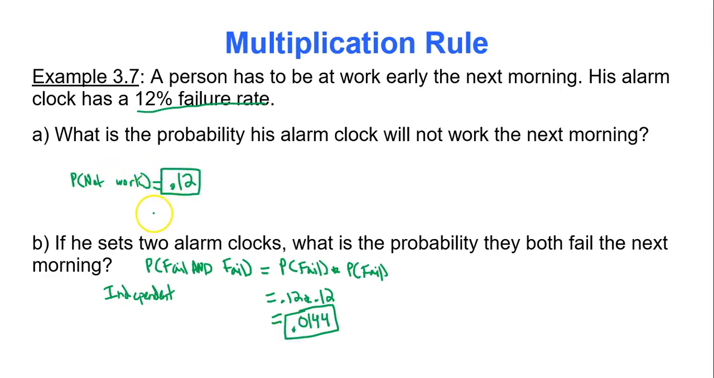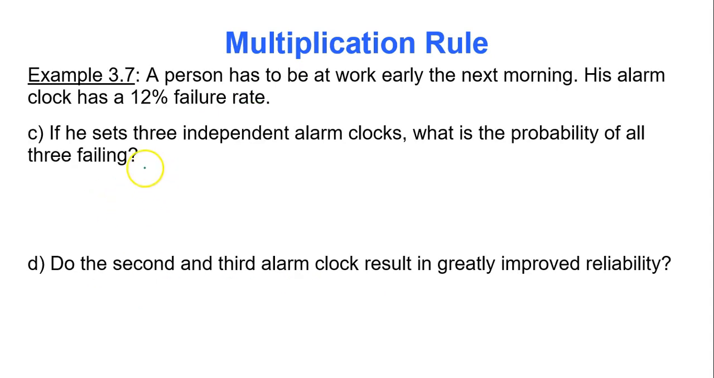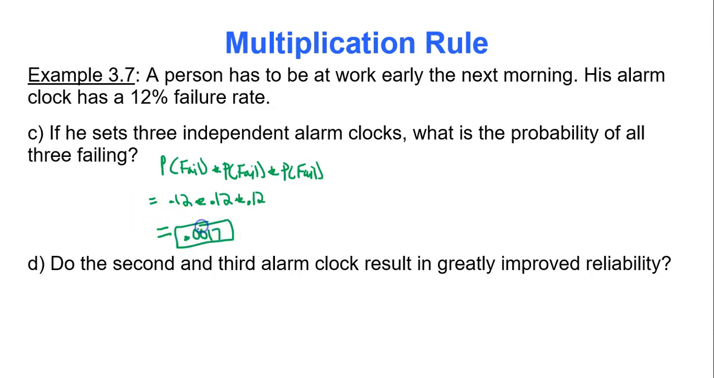But what if I'm paranoid? I'm like, I want to be absolutely certain I have at least one alarm clock go off. What if I set three independent alarm clocks? So literally multiply the probability of failing three times. So that's literally 0.12 times 0.12 times 0.12, which will actually give you 0.0017. So we went from a 12% chance of no alarm clock going off to a 1.5% chance to practically a 0% chance of an alarm clock not working. So I would say yes, adding that second and third alarm clock does help improve reliability. So that's kind of a cool take on things there.